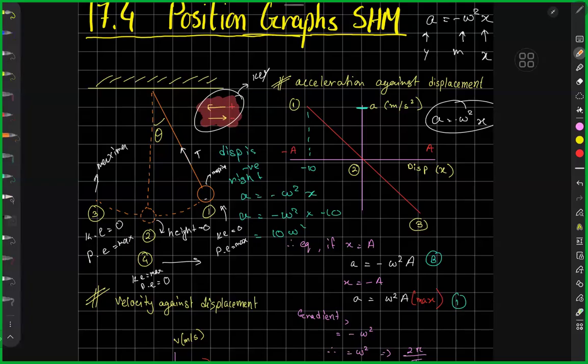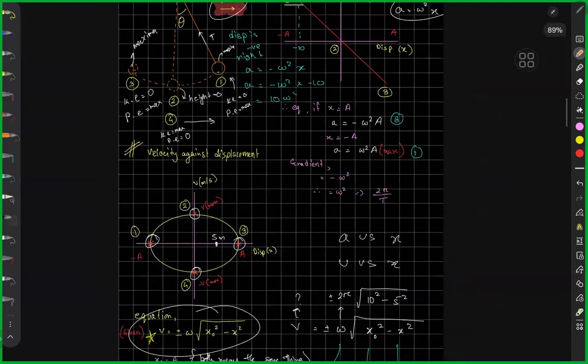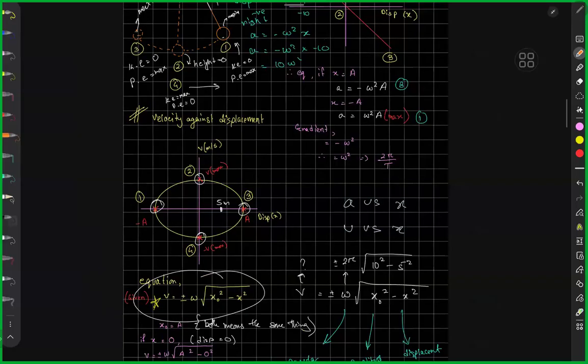So where is my bob? Somewhere over here, right? So this is at the same position. One is maxima on the left side, one is maxima on the right side. Perfect. So based on all of those conclusions, qualitatively made, we didn't do a quantitative derivation of the velocity formula, that is this formula.